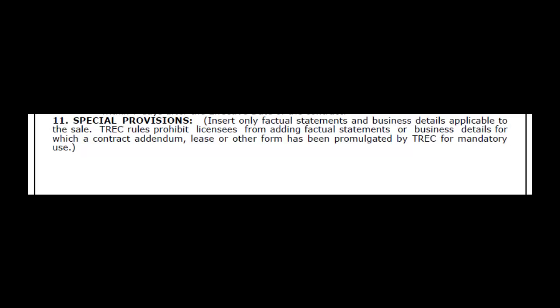Also, if you want to say something here that there's already been a TREC promulgated addendum for, then that's absolutely prohibited. You cannot do that. So just a couple of bad ideas of things to write. Bad ideas would be personal property is conveying. That's not a good idea. For one reason, there is a personal property addendum. Secondly, it's not just factual statements. And so if you're using that addendum, just kind of a side note, a good idea is to take photos of the personal property that you want to convey when you're using one of those addendums.